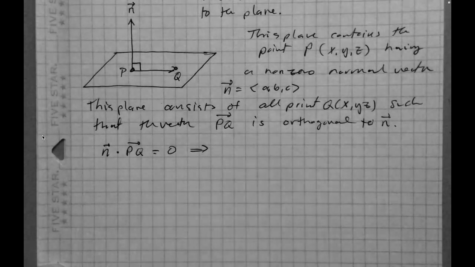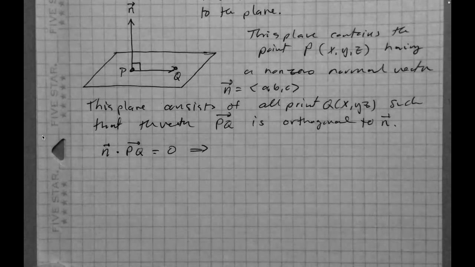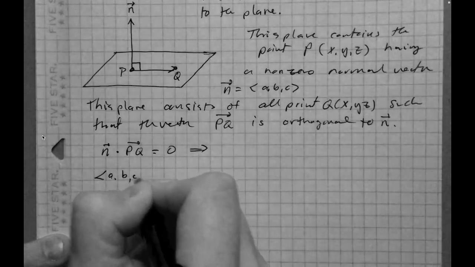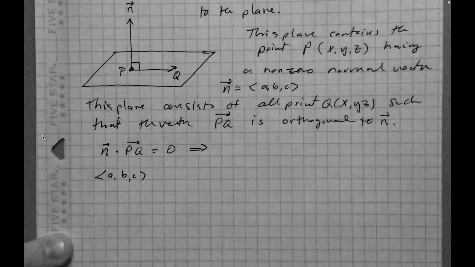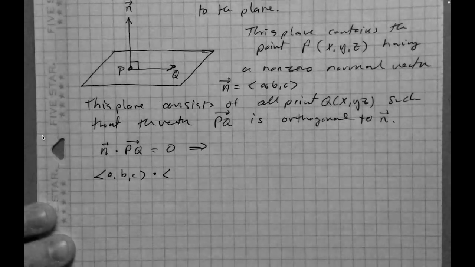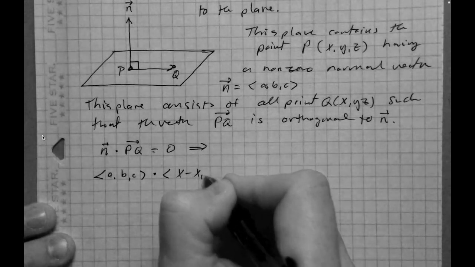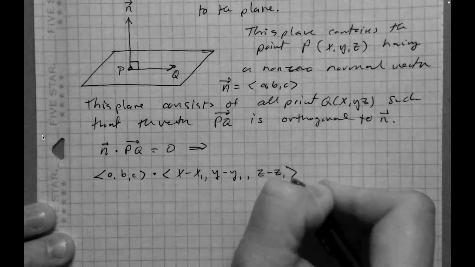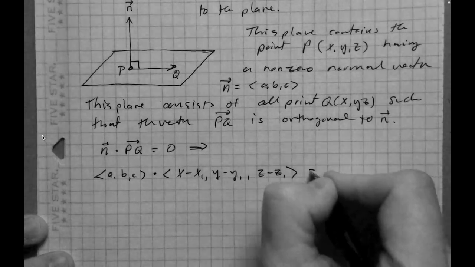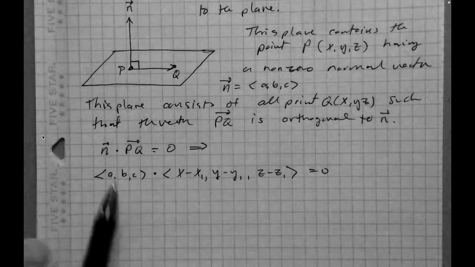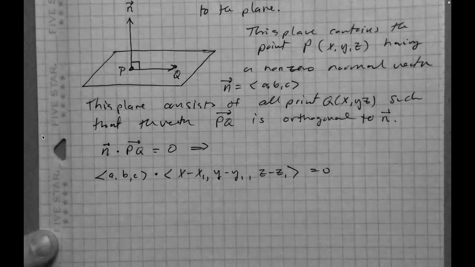Okay, so let's write that out here. What does that mean? Well, that means ABC, that's the normal vector, dotted against PQ, which would be X minus X1, Y minus Y1, Z minus Z1. Okay, that's going to have to be equal to 0. Right, so a dot product is a scalar, right? So this is all fine and dandy to do. I'm just expanding this dot product over here.